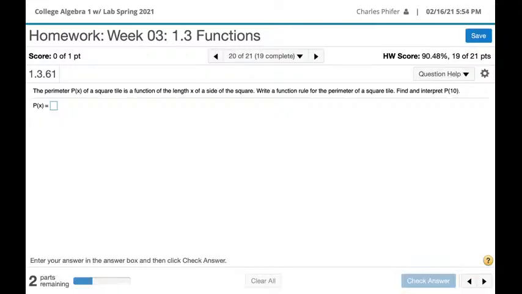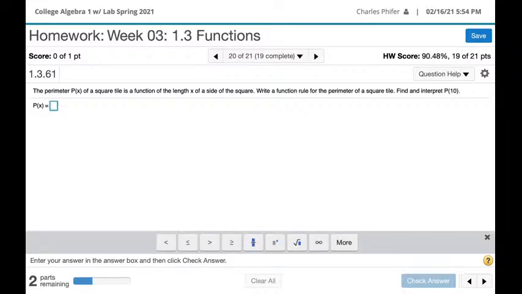The perimeter of a square tile is a function of the length x of a side of the square. Write a function rule for the perimeter. So we have a square where the side is x. If one side is x, what's the property of squares? All the sides are the same, right? So if one side is x, that means all the sides are x, and so x added up 4 times is just 4x. So then when x is 10, the output is 40.